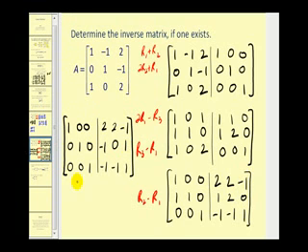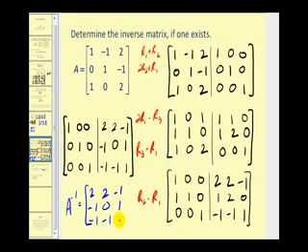So again, the left side is now the identity matrix. The right side should be A inverse. 2, 2, negative 1, negative 1, 0, 1, and negative 1, negative 1, and 1. We're a little bit short on time, so you may want to go ahead and test to make sure that A times A inverse and A inverse times A does equal the identity matrix. I've already done that, and it does check out.